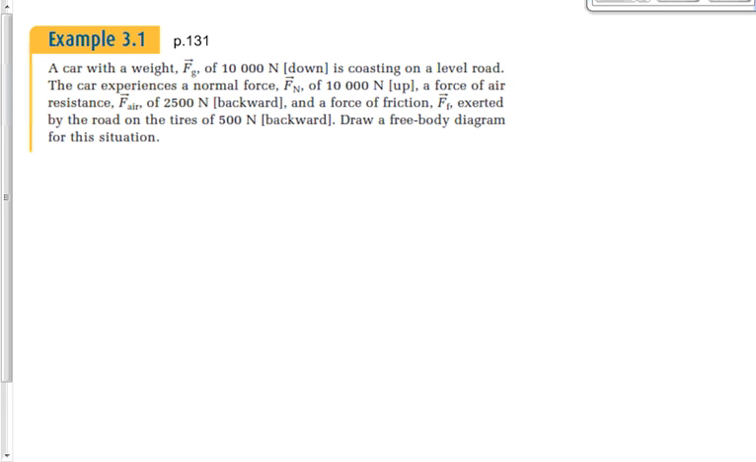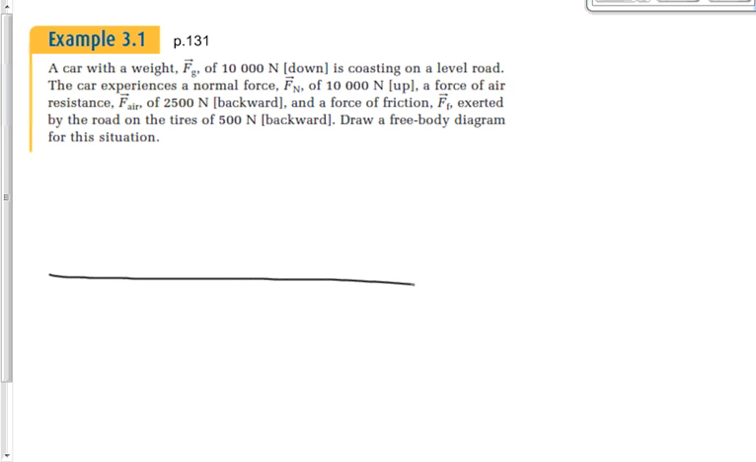It says a car with a weight, which of course we know what weight means, right? That's force of gravity, as opposed to mass, which is the amount of matter that's possessed by something. A car with a weight or a force of gravity of 10,000 newtons down is coasting on a level road. The car experiences a normal force of 10,000 newtons upward, a force of air resistance of 2,500 newtons backwards, and a force of friction also exerted backwards. We want to draw that free body diagram.